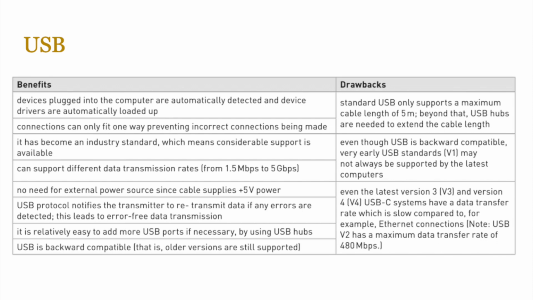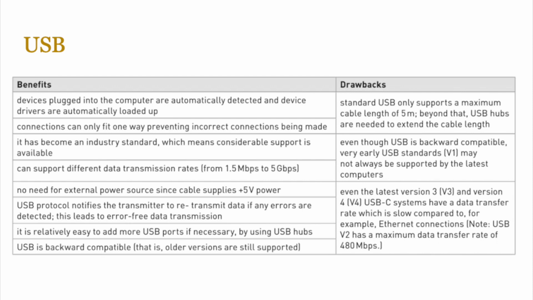It can support different data transmission rates from 1.5 megabits per second to 5 gigabits per second. There's no need for an external power source since the cable supplies 5 volts of power. The USB protocol notifies the transmitter to retransmit data if any errors are detected, so it has error detection built in. It is relatively easy to add more USB ports if necessary using USB hubs, and it's backwards compatible. That means older versions are still supported.